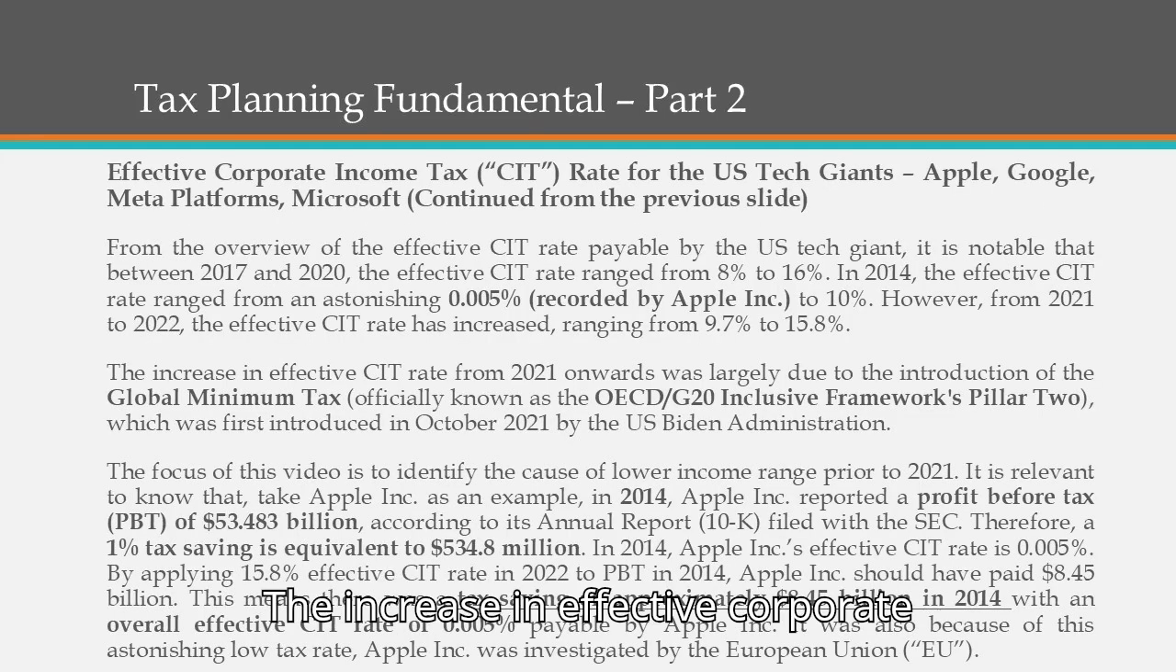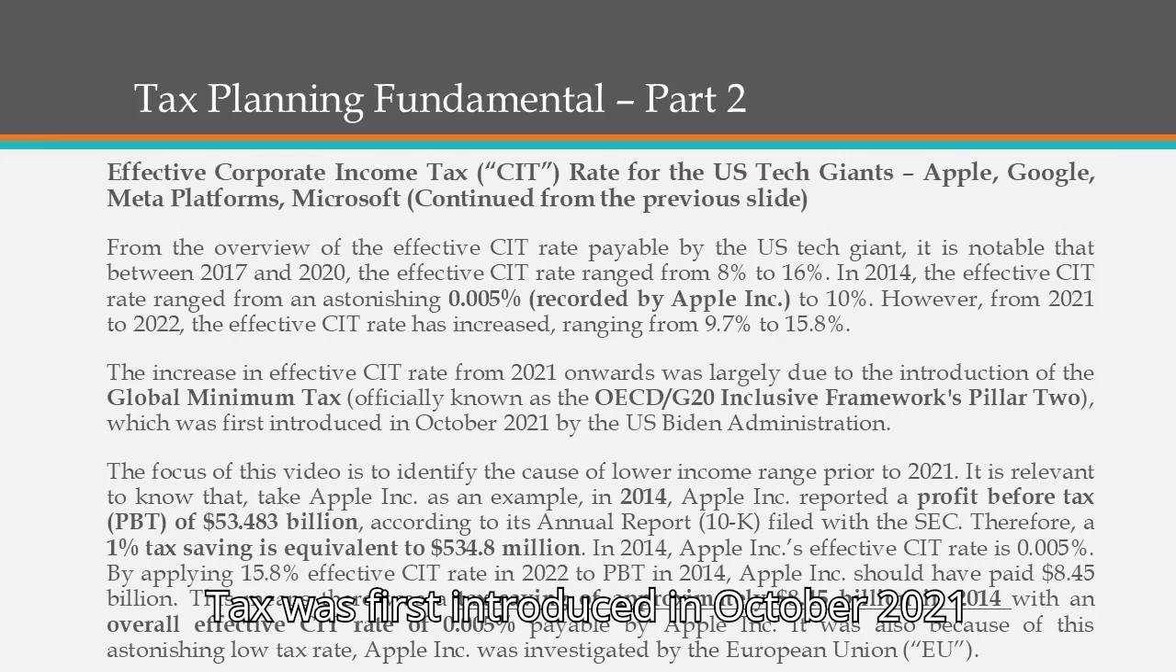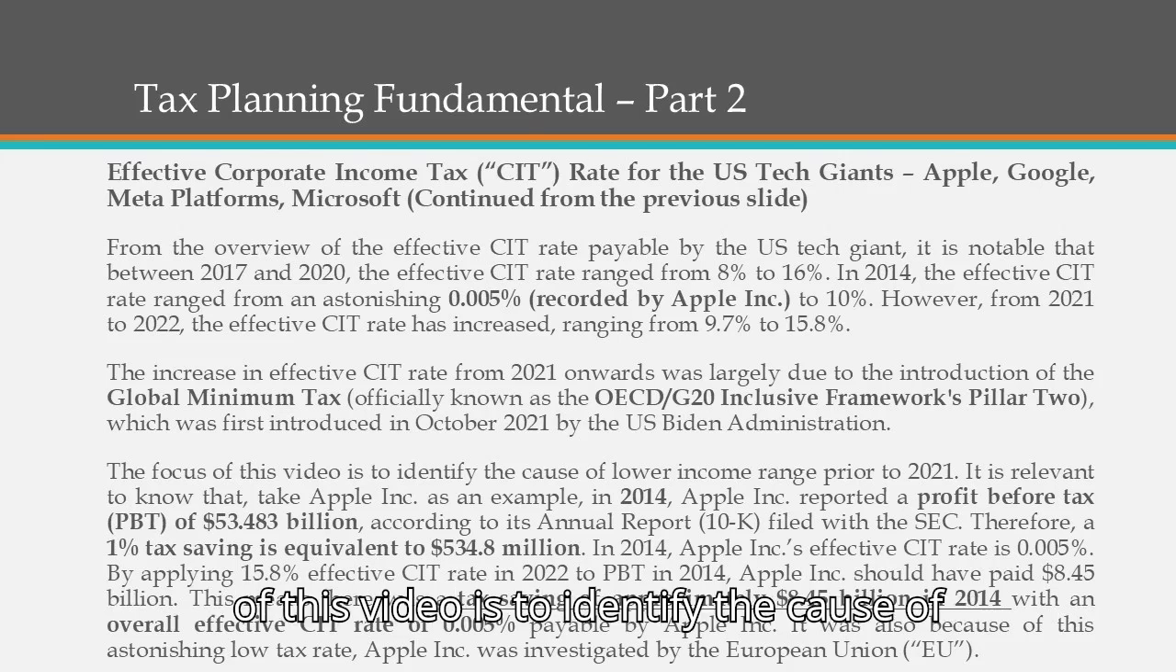The increase in effective corporate income tax rate from 2021 onwards was largely due to the introduction of the global minimum tax, which is officially known as the OECD or G20 Inclusive Framework Pillar 2. The global minimum tax was first introduced in October 2021 by the U.S. Biden administration. The focus of this video is to identify the cause of the lower tax rates prior to 2021.